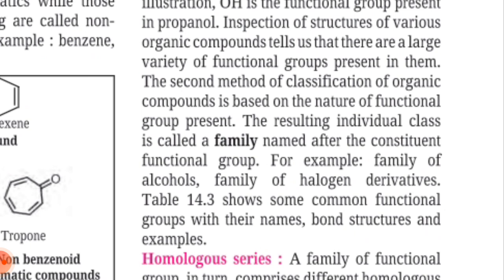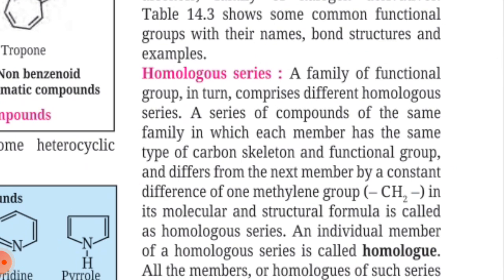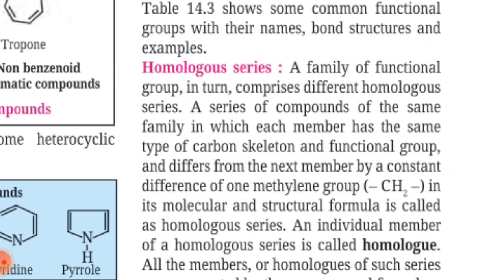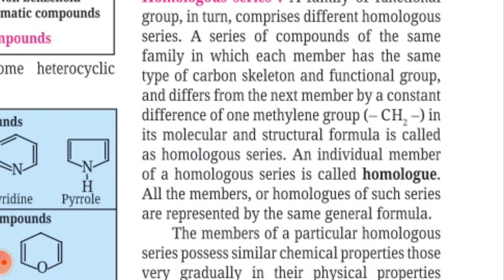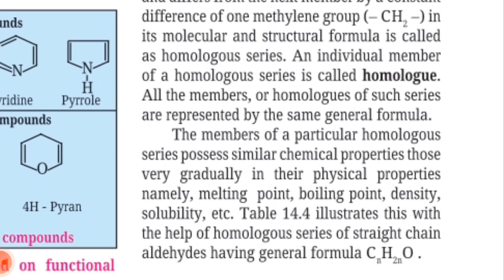Table 14.3 shows some common functional groups with their names, bond structure and examples. Homologous series. A family of functional group in turn comprises different homologous series. A series of compounds of the same family in which each member has the same type of carbon skeleton and functional groups, and differs from the next member by a constant difference of one methylene group, CH2, in the molecular structure formula, is called a homologous series. An individual member of a homologous series is called a homolog. All members or homologs of such a series are represented by the same general formula.